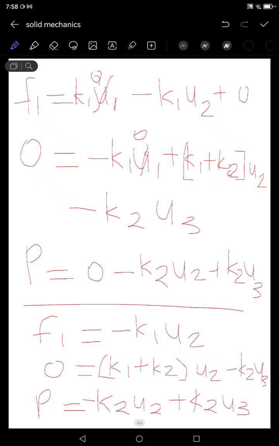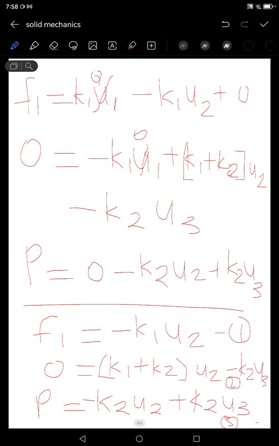We call them the nodal displacements. We can also calculate the value of F after getting the nodal displacements. Okay, guys? So here we can say this is our first equation, this is our second, and this one is our third equation. Then we use simultaneous equations and solve for u2 and u3. We can also solve for F1 after getting the value of u2, because we'll be given the value of k1.